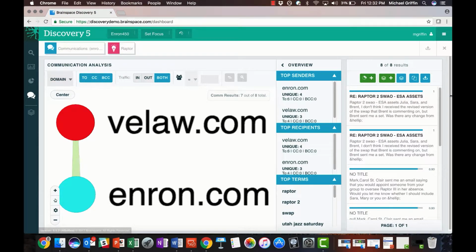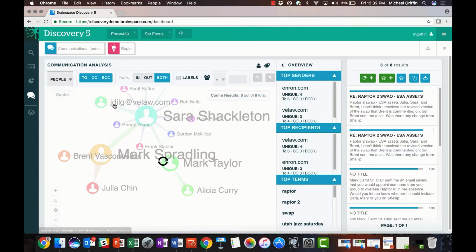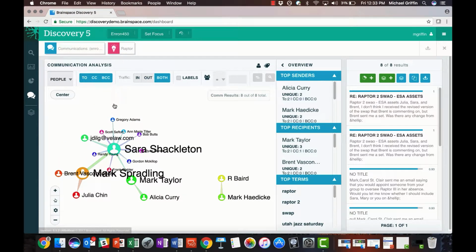So now that we've got our 8 results, let's go ahead and flip over to our people view because we want to understand who are the main players or characters involved in communication about Raptor between Vincent and Elkins and Enron. And here we get a very clear overview of those individuals. And you can see that Sarah, Gordon McKillop, Mark Spradling, those are the key communicators. But we can also see this other communication happening over here on the side.